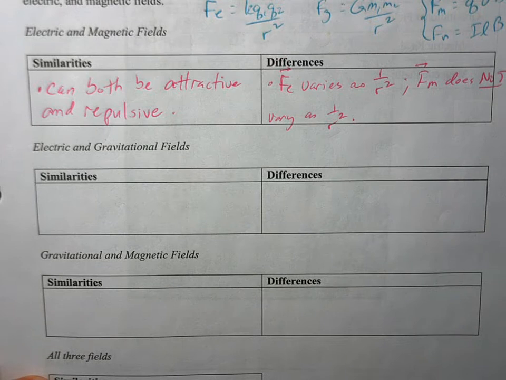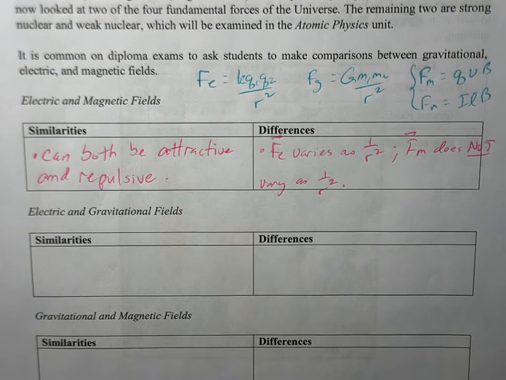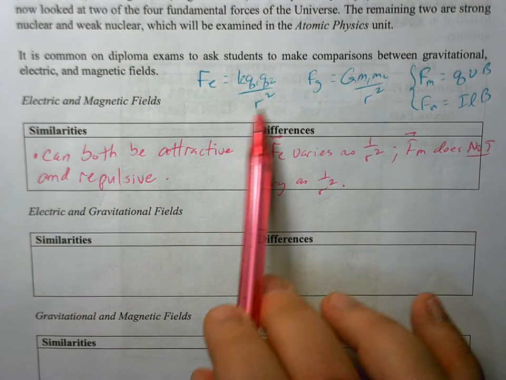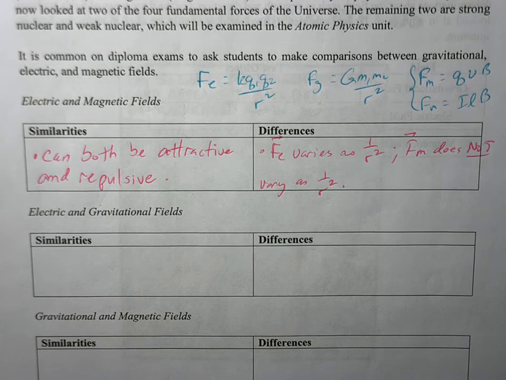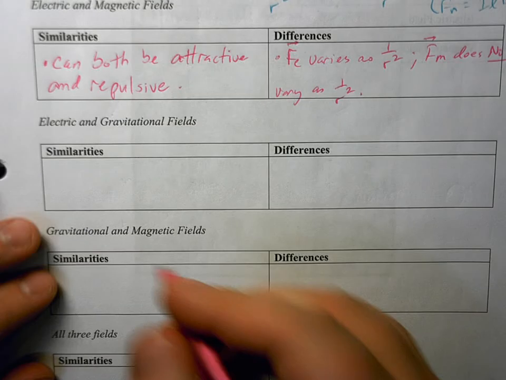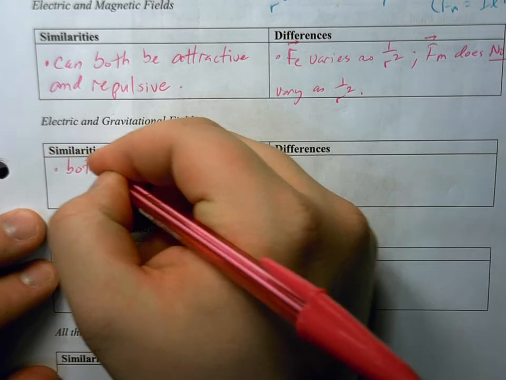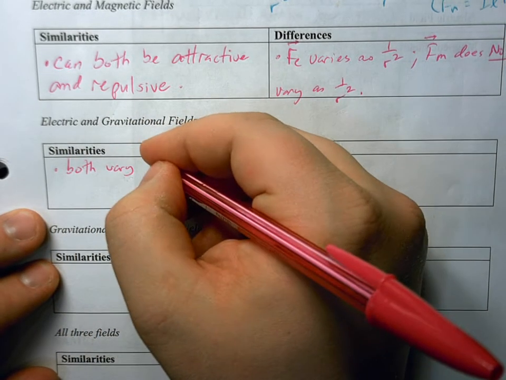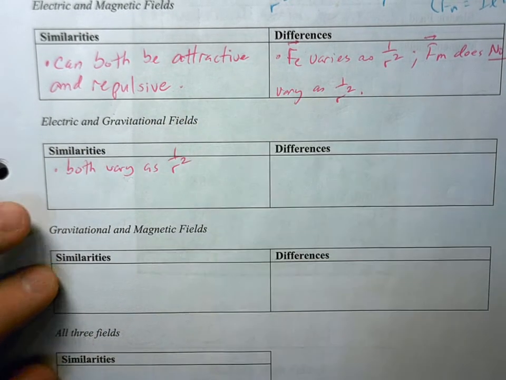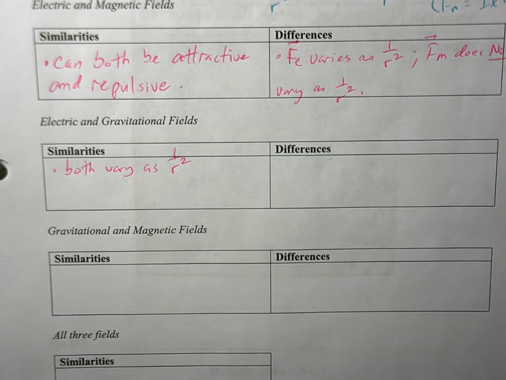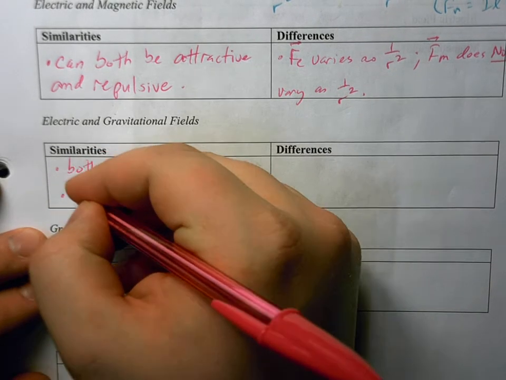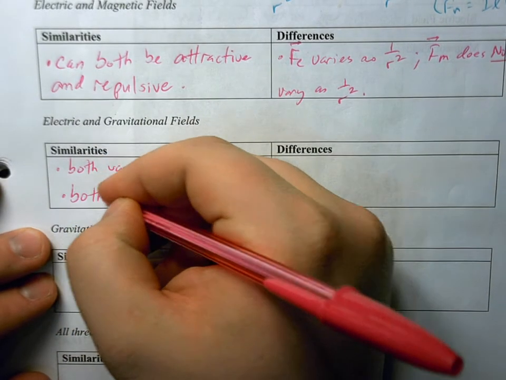In terms of electric and gravitational fields, this is a big thing we always talk about with Coulomb's law. So here's Coulomb's law and Newton's law of universal gravitation. The big thing that's going to stick out is they both vary as 1 over r squared. So they have that inverse square relationship. As I've mentioned earlier, inverse square relationships are quite common in physics. The other thing with electric and gravitational fields is they can both be attractive.